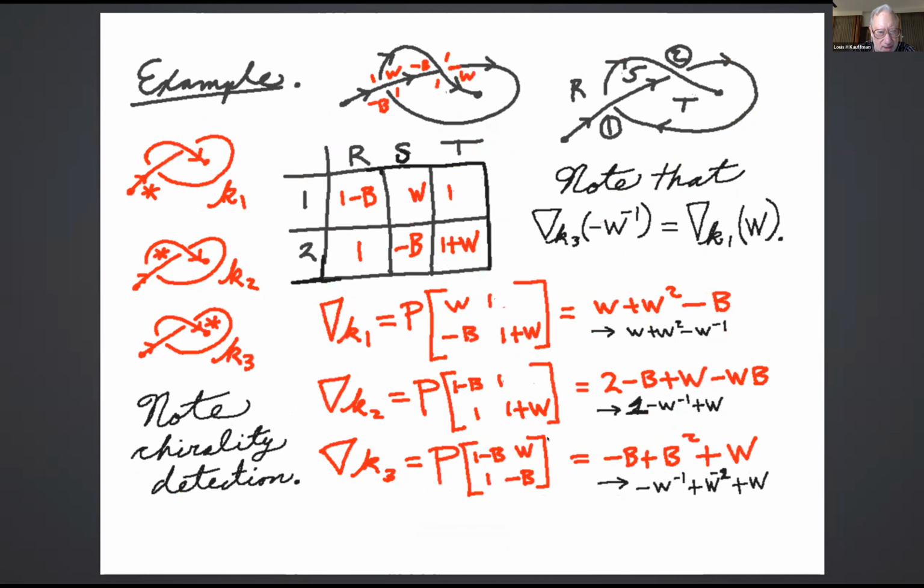Here's a nice example for exploration. I have taken a natoid where I put the starred region on the left one. I put the starred region somewhere in the middle, and I put the starred region on the right. And I calculate the 3 polynomials. And as you see, I get w plus w squared minus w inverse for the left star polynomial. I get minus w inverse plus w to the minus 2 plus w for the right star polynomial. And the middle one is something different, of course.